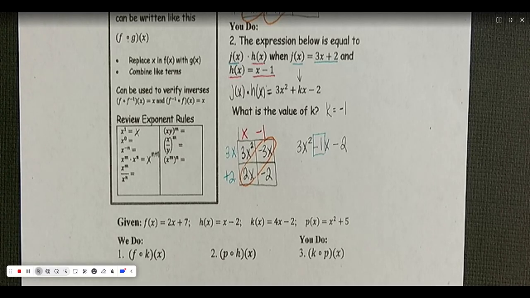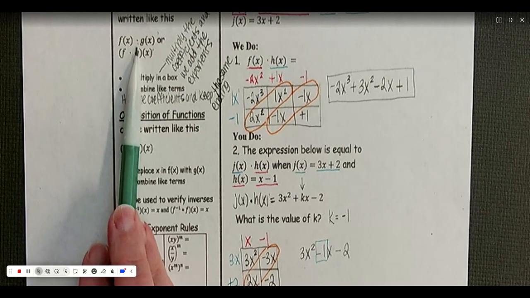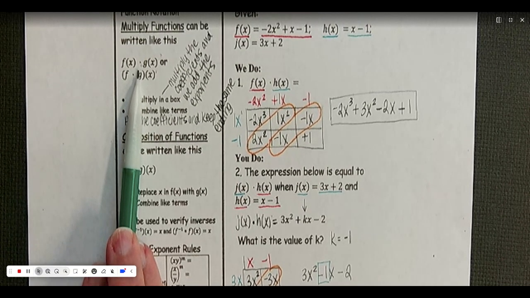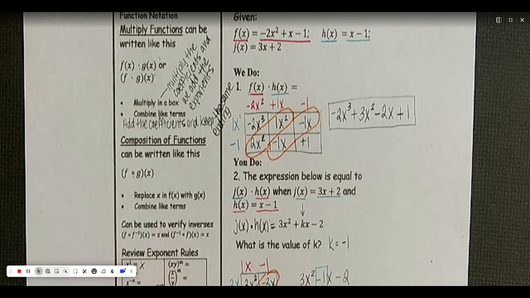All right, so that is kind of a review of multiplying. Always make sure you look in the middle to see what kind of problem this is. Because yesterday we did add, subtract. So don't just immediately multiply everything, just check in the middle. And so it has that little dot, which means multiply.